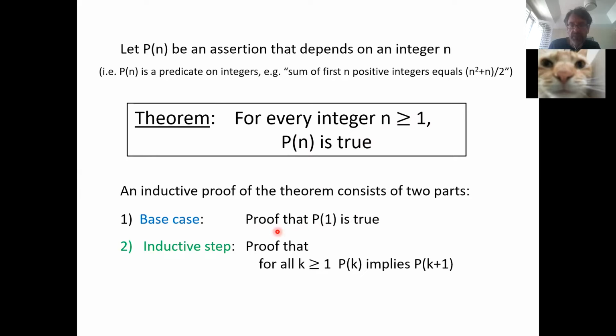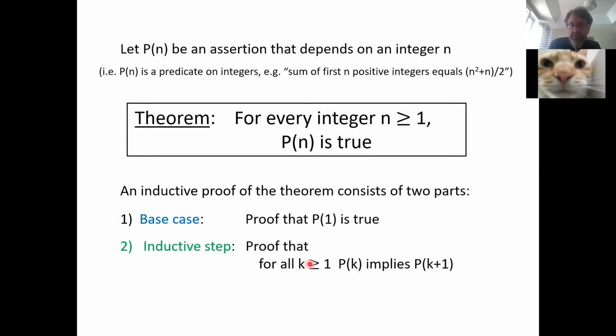That's the base case. The inductive step has the following form. We'll prove for any positive integer, call it k, although you could call it n, and you could call it m, and you could call it j. It really doesn't matter. We call it here k.